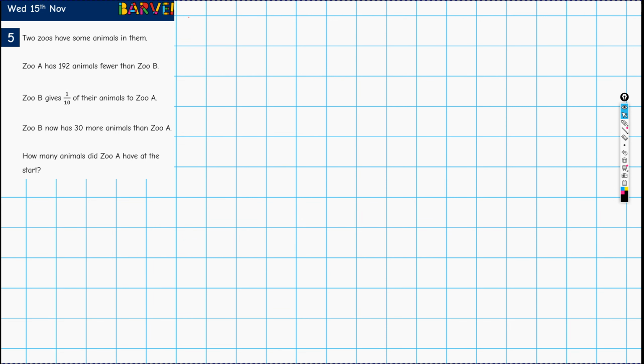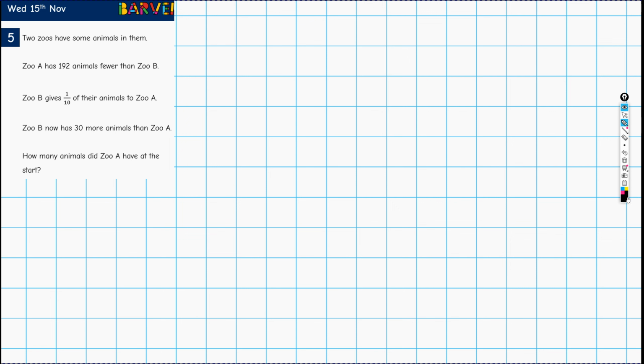Okay, here's an interesting Barvember bar model question. Two zoos have some animals in them. Zoo A has 192 animals fewer than Zoo B. Zoo B gives 1/10 of their animals to Zoo A. Zoo B now has 30 more animals than Zoo A. And we are asked, how many animals did Zoo A have at the start?